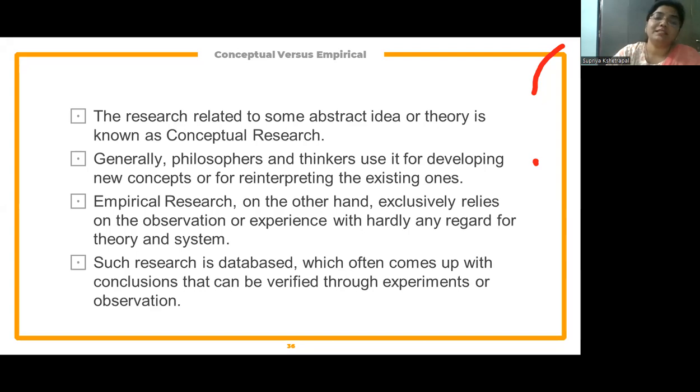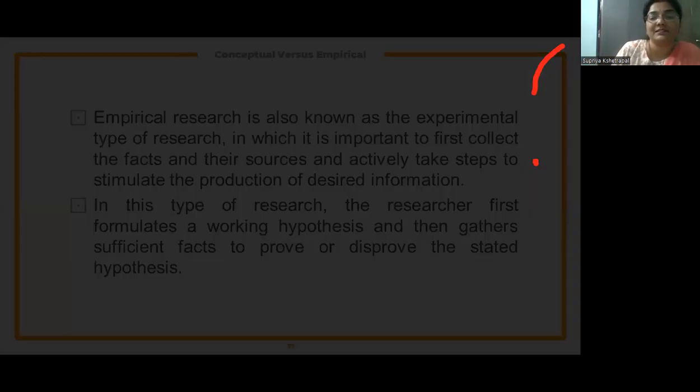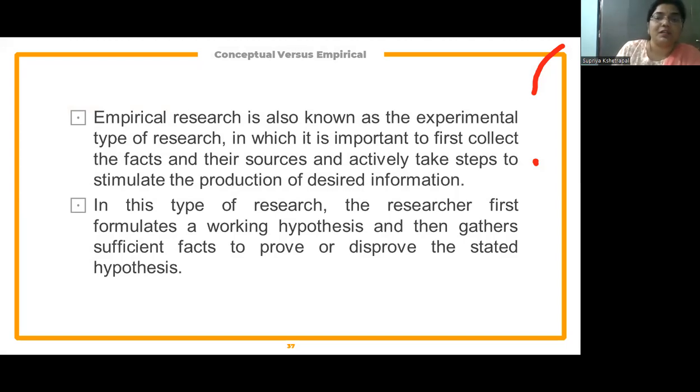Okay, so one can say that the empirical research is data-based. Okay, so it can often come up with a conclusion, जिसका एक conclusion हम तुरंत बना सकते हैं, that can be verified through the various experiments, various observations, जिसको हम लोग ये data-based research कह सकते हैं, and it comes up with the conclusion, जिसको हम verify कर सकते हैं by using experiments and all. So empirical research is also known as the experimental type research. So are you getting this concept? अभी आपको बहुत अच्छे से समझ में आ रहा है कि ये किससे related है, right?